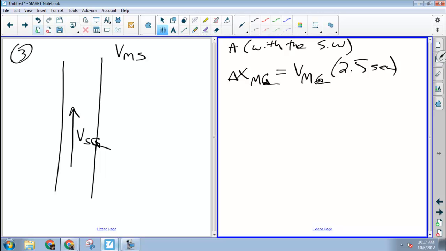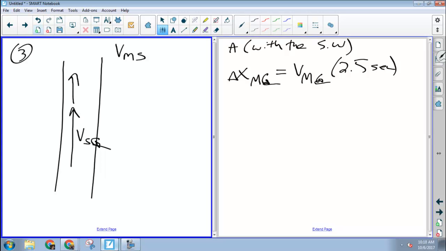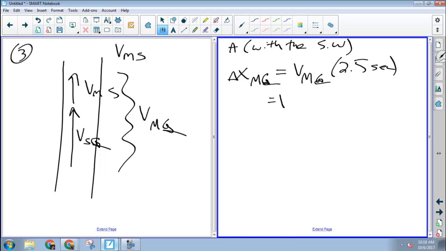So let's write up an expression for this. The velocity of the man relative to the ground: the sidewalk is going this way, and the man relative to the sidewalk is going this way. So this is the combined velocity of the man relative to the ground, right? Yes. So this is the velocity of the man relative to the sidewalk plus the velocity of the sidewalk relative to the ground, times 2.5. That's the displacement of the man relative to the ground.